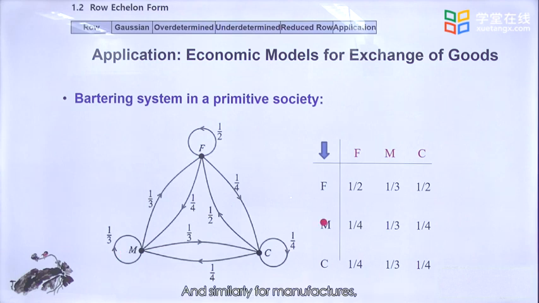Okay, and similarly for manufacturers, 1/3 of their production they use by themselves, and 1/3 to the farmers, 1/3 to the people who make clothes. And for people who make clothes, they use 1/4 for themselves, and 1/2 to farmers, 1/4 to the manufacturers.